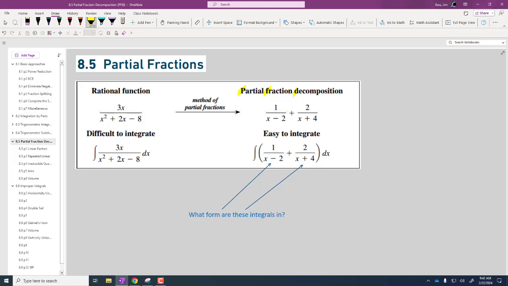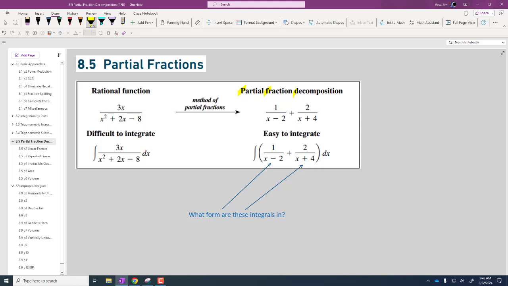So you found a common denominator, you multiplied this one by x plus 4 over x plus 4, you multiplied this one by x minus 2 over x minus 2, got that common denominator, combined like terms in the numerator, and you got to that. Now you did that a ton. But you've never gone backwards.